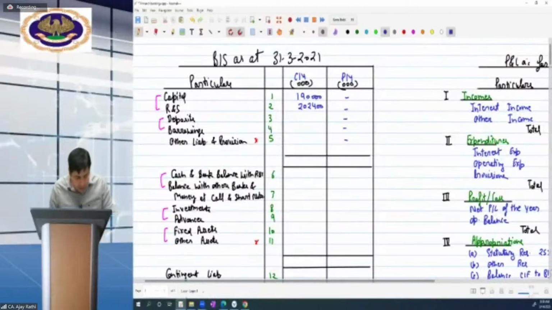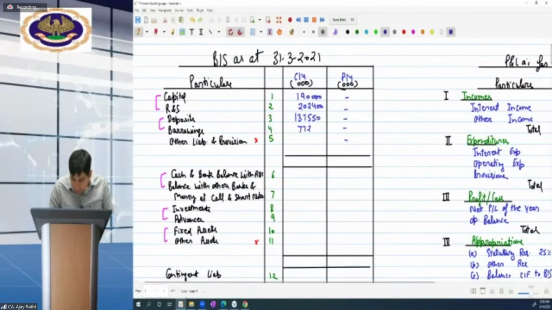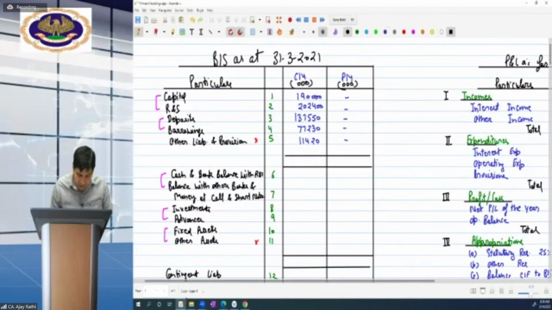Okay. Deposits. How much is deposits? Deposits total 137,550. Next one, borrowings 77,230. Next one, 11,420. And total is there 618,600.